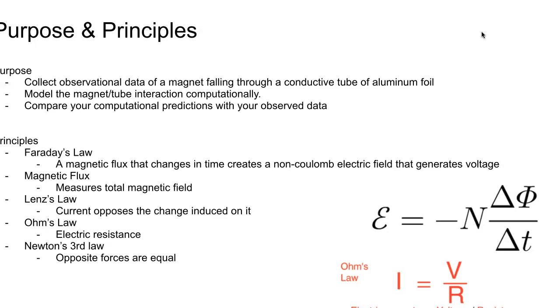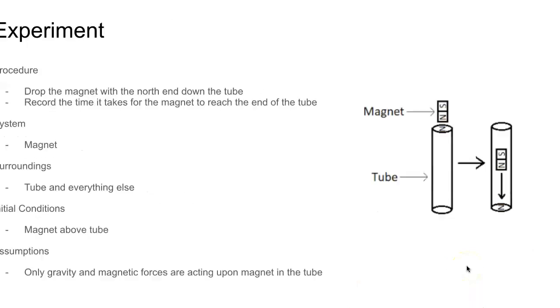The principles that we are going to use are Faraday's law: a magnetic flux that changes in time creates a non-Coulomb electric field that generates voltage. Magnetic flux, which measures the total magnetic field. Lenz's law: the current opposes the change induced on it. Ohm's law, which is electric resistance. And Newton's third law: the opposite forces are equal. You can see Faraday's law and Ohm's law given here.